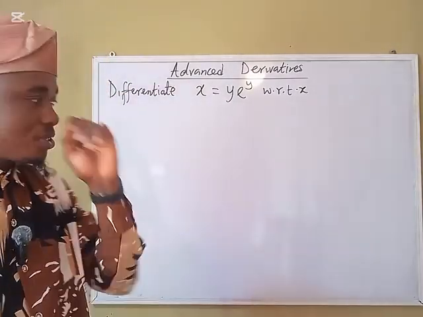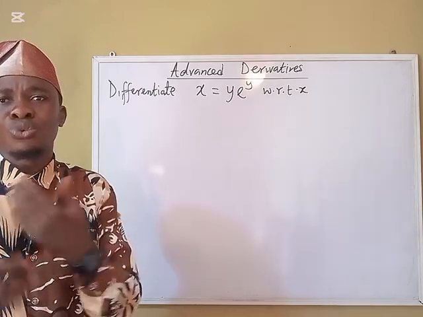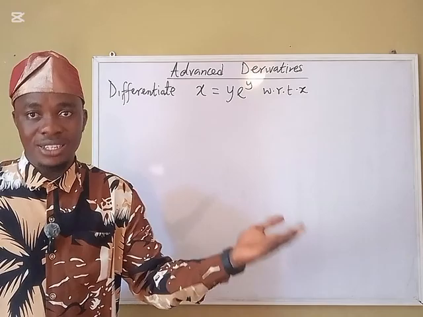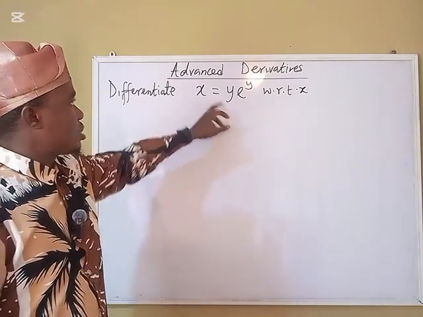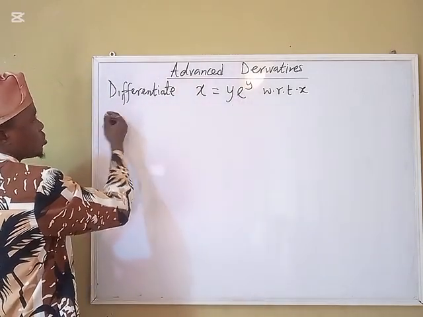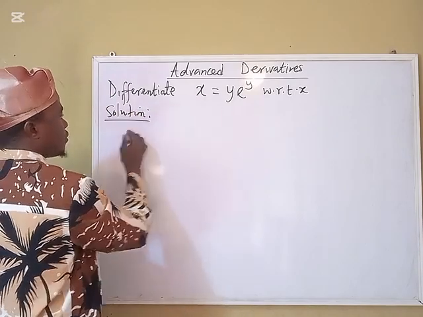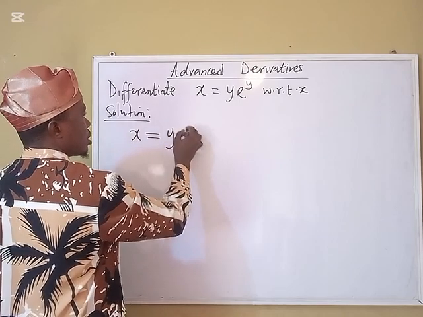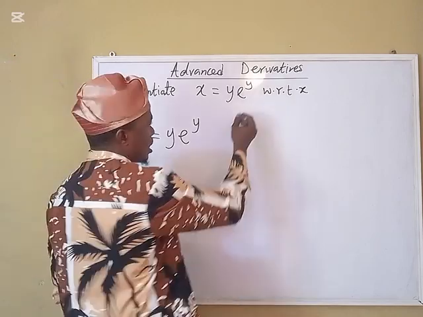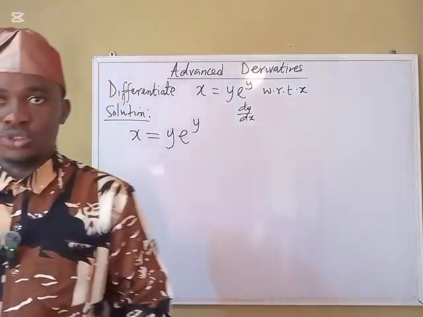In this tutorial we are going to be differentiating this function with respect to x. When they say with respect to x, you are looking for dy/dx. We have x equals y e to the power of y. So it means that, for the solution, we have x equals y e to the power of y. Now, how are we going to find dy/dx?